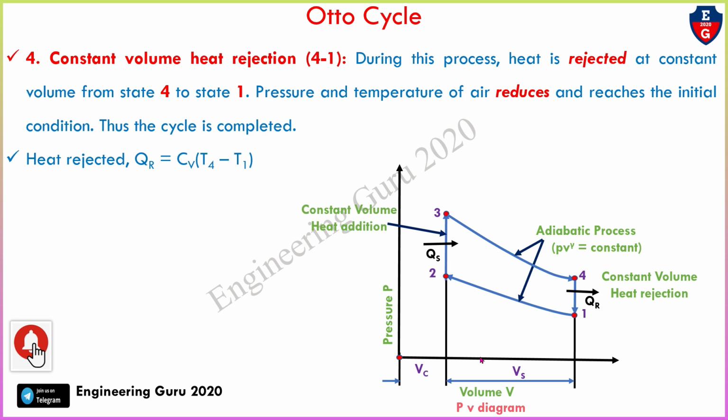So we have already covered the 4 processes. Process 1-2 is reversible adiabatic or isentropic compression. Process 2-3 is constant volume heat addition. Process 3-4 is reversible adiabatic or isentropic expansion. And the final process 4-1 is constant volume heat rejection. So heat is added during process 2-3 at constant volume, and heat is rejected in process 4-1 at constant volume.